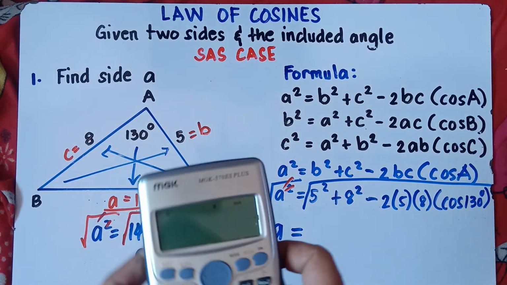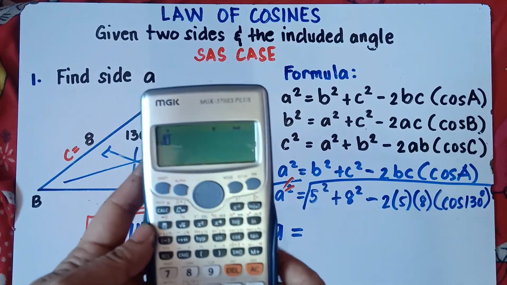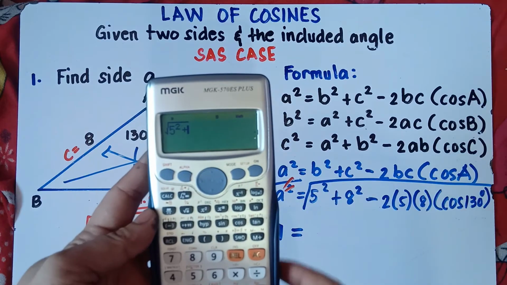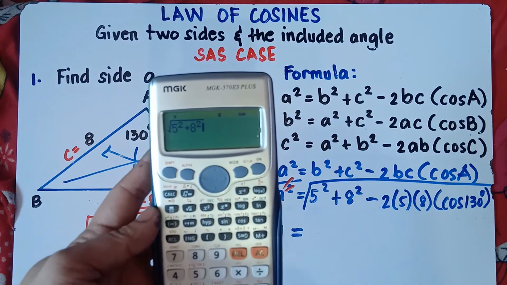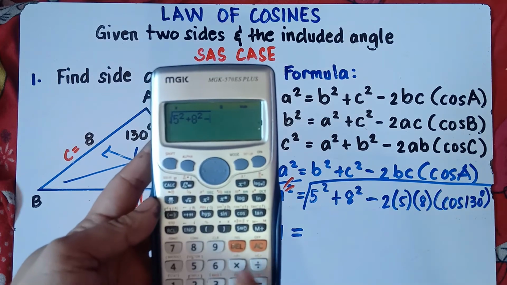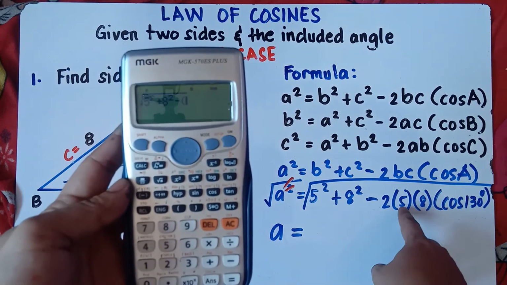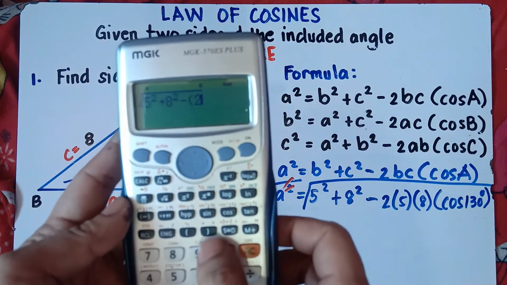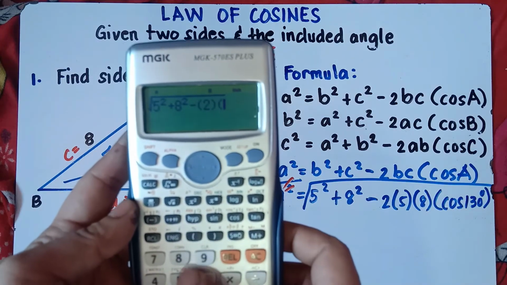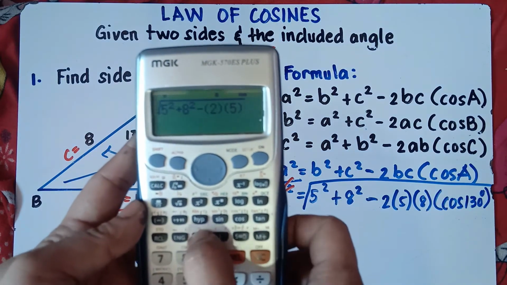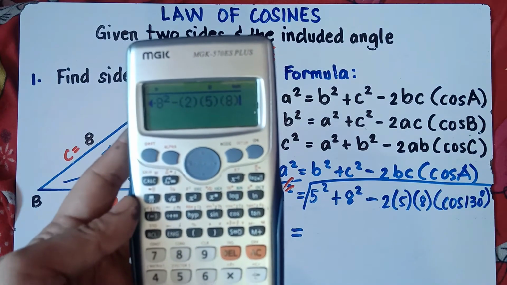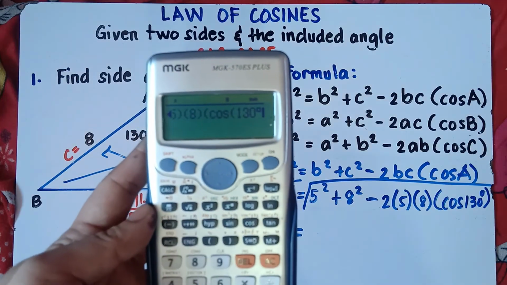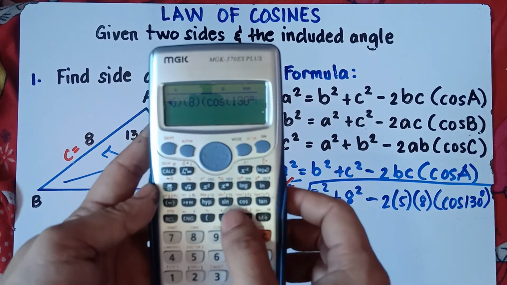So the square root of 5 squared, so 5 then squared. Alright, so 5 squared plus 8 squared minus, then do not forget parentheses because it's multiplication. 2 times 5 times 8. So open parentheses 2, close parentheses, open parentheses times 5, close parentheses, open parentheses times 8, and then open parentheses again, cosine 130 degrees. Alright, and then close parentheses.